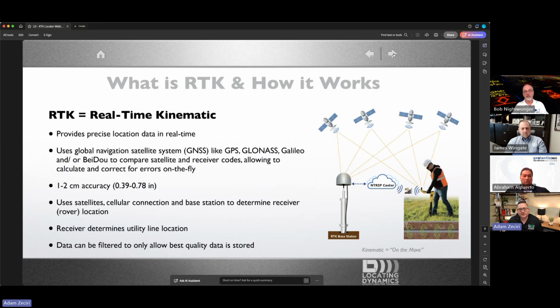Data can be filtered to allow only the best quality data to be stored. So your locator wands, as we're collecting data, are collecting everything. You're getting your depth indication, your milliamps used, what frequency is currently set, where your gain in decibels is, a lot of good information. And if you're off of a certain threshold, it won't allow the technician to store that data.